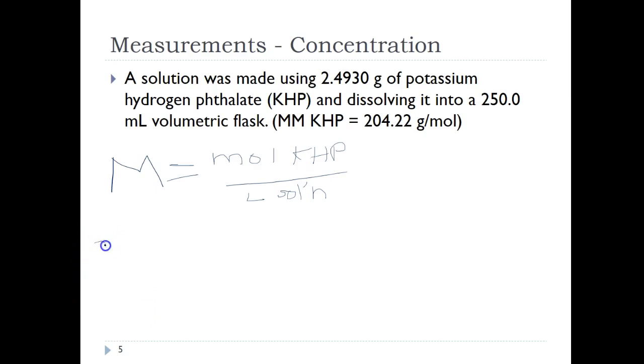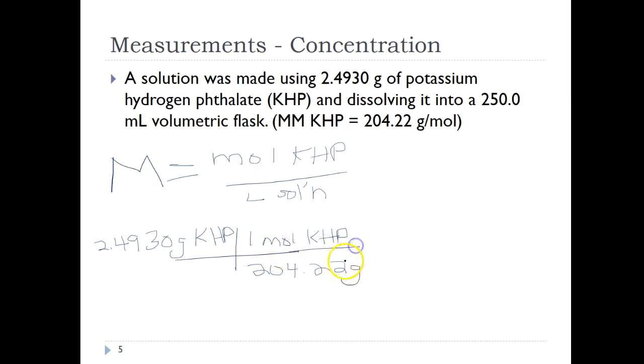So 2.4930 grams of KHP. We'll use the molar mass of KHP, which was given in the problem. So there are 204.22 grams of KHP in 1 mole. So this would convert my grams of KHP into moles of KHP. So that could be my numerator in the equation.